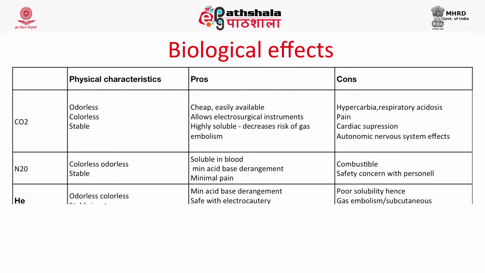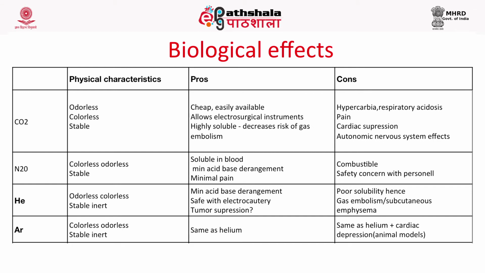Now we are going to discuss the inert gases, and the inert gases are helium and argon. Now, as we know, inert gases are odorless, colorless, and they don't react. So they are very good in that part. Also, if they don't react, they cause minimal acid-base derangement, and they are also safe with electrocautery. Now starting with helium, helium has been found in experimental models to act as a tumor suppressant. Now that's a very good thing, but these are only in studies and they need to be proved and go into randomized controlled trials.